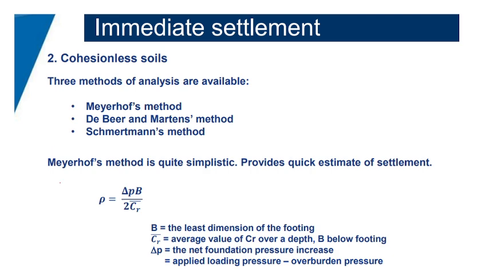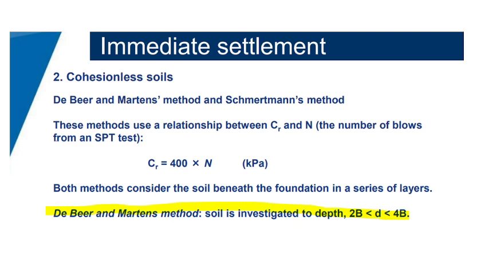Settlement, I should say, and then you have the net foundation pressure increase, and the width of the footing. Let's say you have a footing here like 1.5 by 1. Width is always the smallest value of your footing, and you have here over 2 and CR. What is CR? It is the relationship between CR and N. N is the number of blows taken from the SPT test. That is the number of blows at the last 300 millimeters.